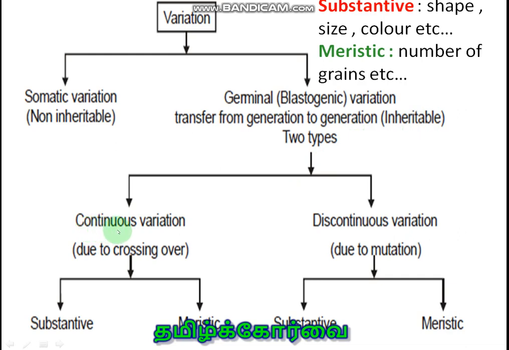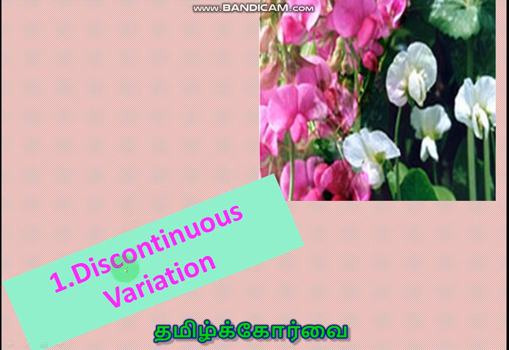Again, it is divided into two types. One is continuous variation and another one is discontinuous variation. Both have two more characters: one is substantive and another one is meristic. Substantive means shape, size, color, etc. of a particular organ. Meristic means number of grains like that, etc. Okay. And first we are going to discuss about the discontinuous variation.